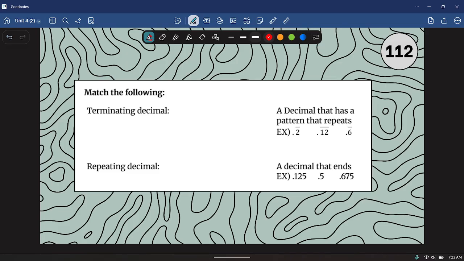A terminating decimal is a decimal that ends. If you were to get terminated from a job, do you still go there the next day? Hopefully you said no because you got fired. Your time there has ended, right? So terminating is a word that we use to describe ending.